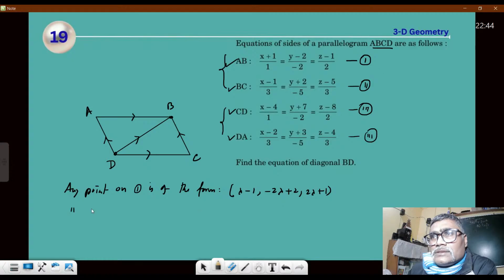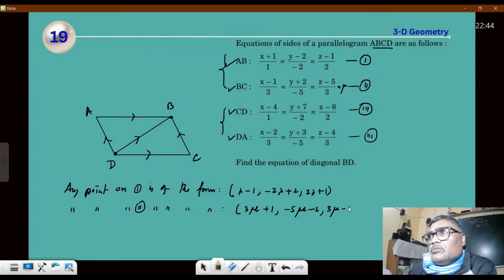Any point on equation 2 is of the form. What will be the form? This time I consider this as mu. You need not write it here. You can directly write 3 mu plus 1, then minus 5 mu minus 2, then 3 mu plus 5. So I have found the structure of the point on AB and BC.